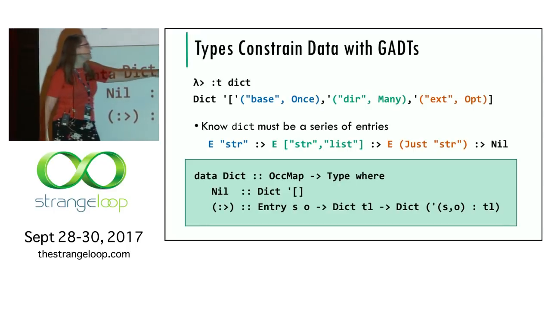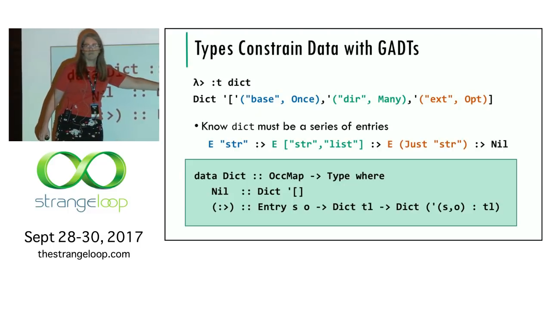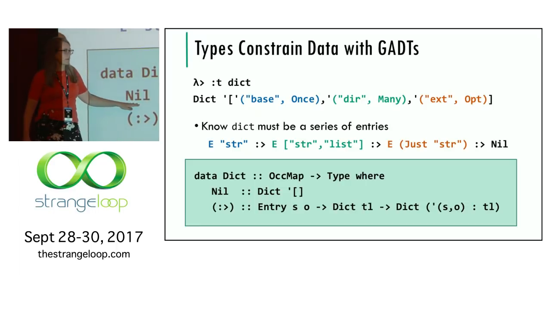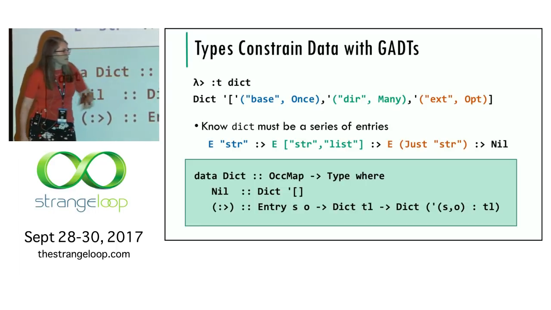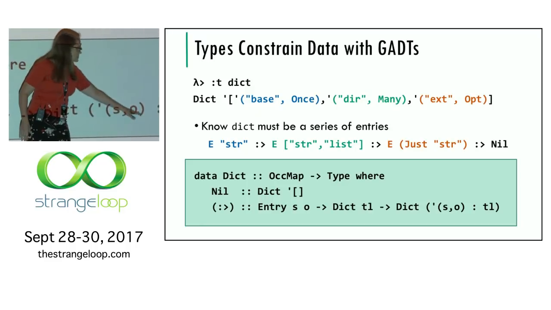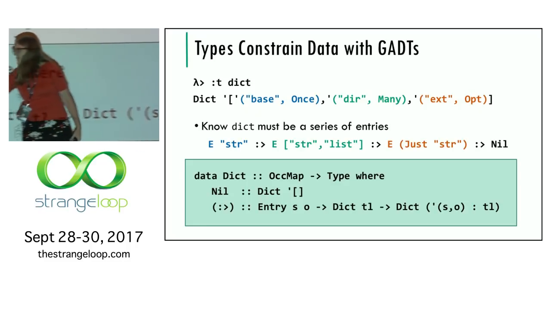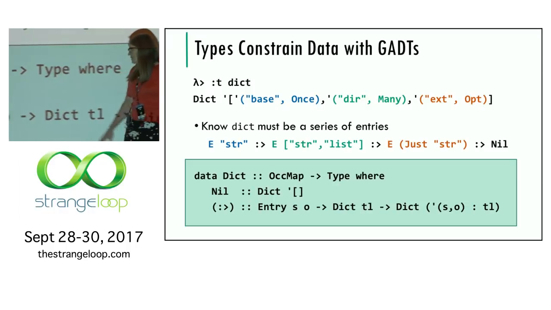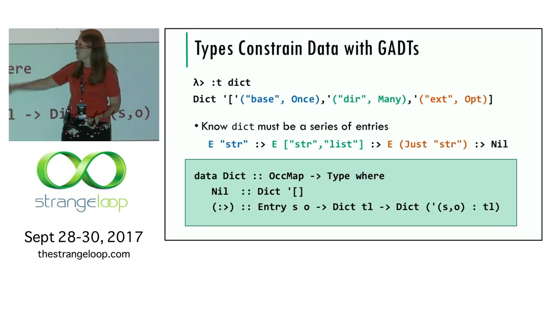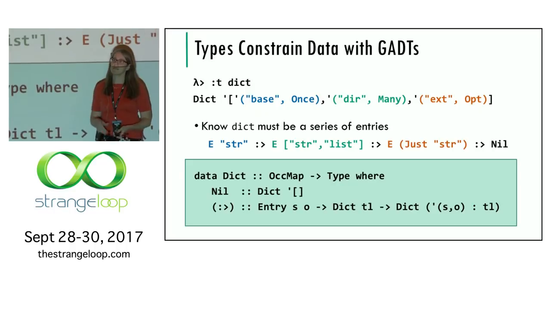So dictionaries are indexed by occurrence maps. If we have a dictionary indexed with the empty map, it must be the empty dictionary. It can't be any other dictionary. If it's indexed by a non-empty occurrence map, so if it's indexed by an occurrence map that maps this symbol to that occurrence, then we have to have an entry for that symbol and that occurrence. And then whatever the rest of the dictionary is, we have to have more of that. So defining the type in this way is how we establish that constraint.